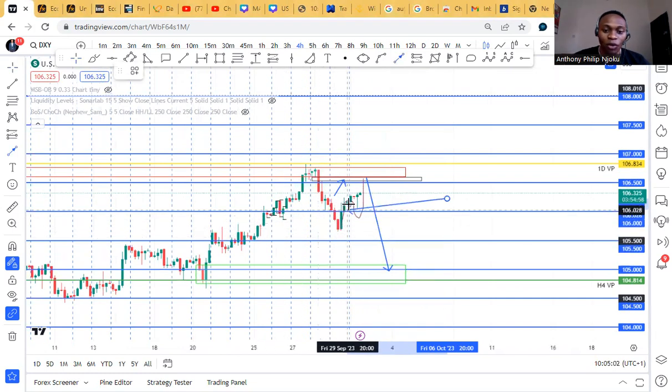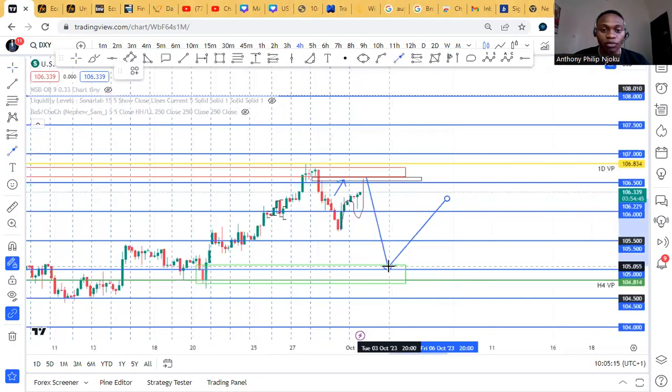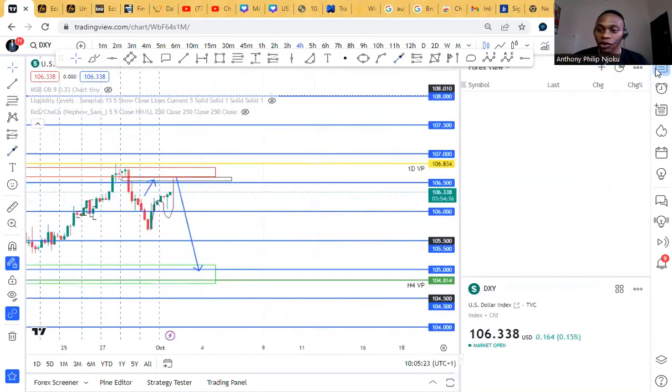So at this point, we're seeing a corrective structure, and we're expecting it to head into this fair value gap. From this fair value gap, we're looking for our sell setups, and from here we'll be shutting the market down for more DXY weakness. So I'm mainly bearish for DXY. I'm looking for my sell setups.